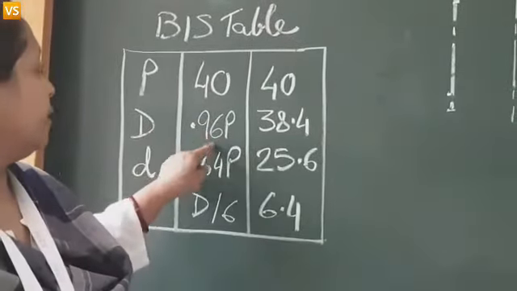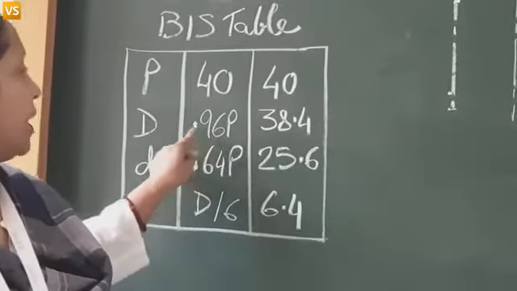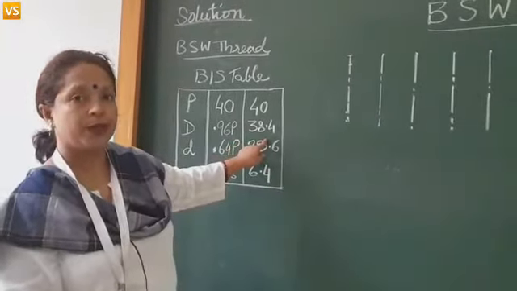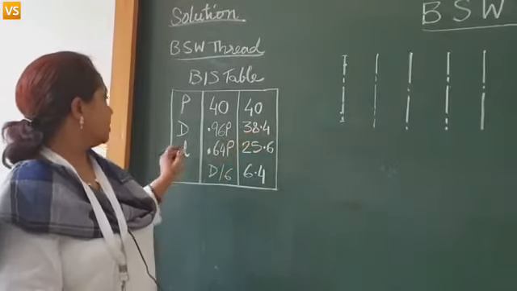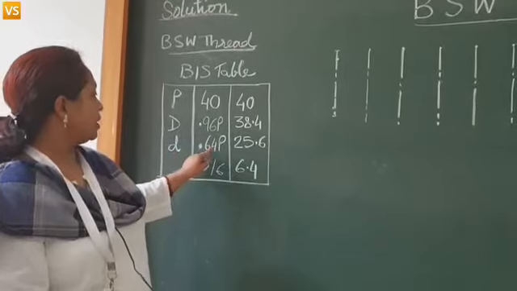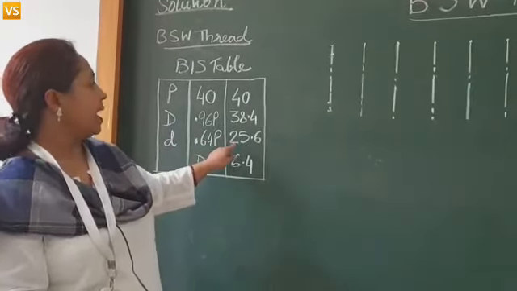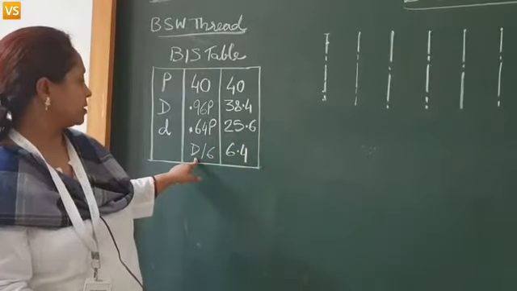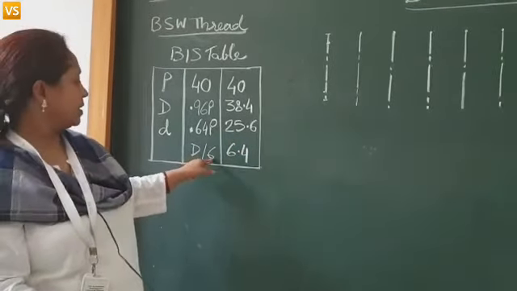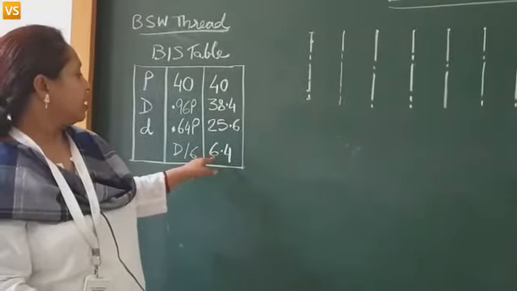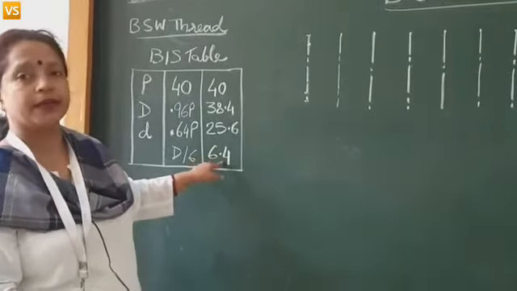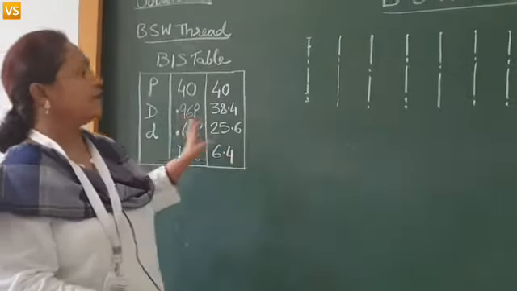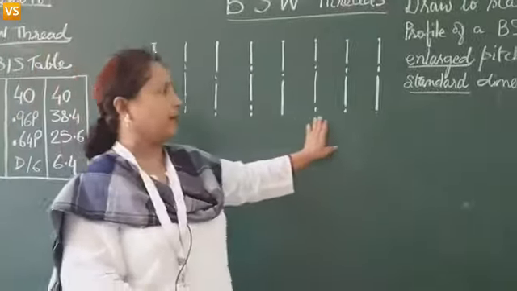So, here we have the value of D as 0.96 p. After calculating, we are going to get 38.4. Then another value of small d, that is 0.64 p, and after calculation we are going to get it as 25.6, and then d by 6 is the margin, and this value we are going to get as 6.4. Now, using this table I will be making the standard profile of the threads.